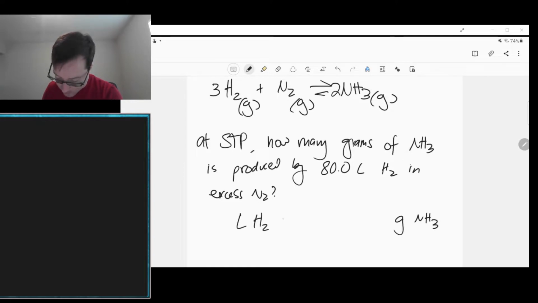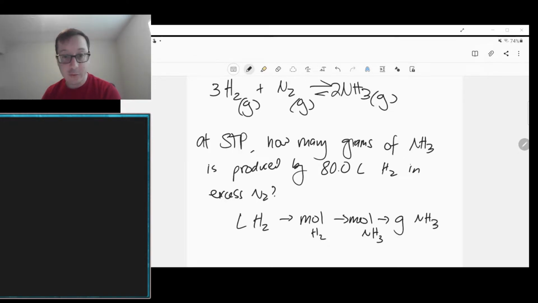Looks like we're going, since we know this, we know we have to go moles to moles somewhere in here, right? That's always how we go through these things. And in fact, we know how to go from liters to moles at STP, and we know how to go from moles to grams. That's molar mass, right? So we can just do this calculation.